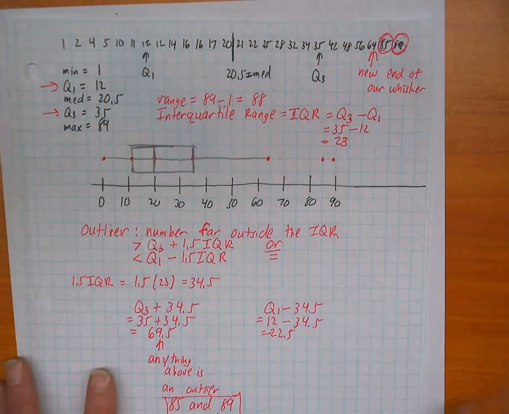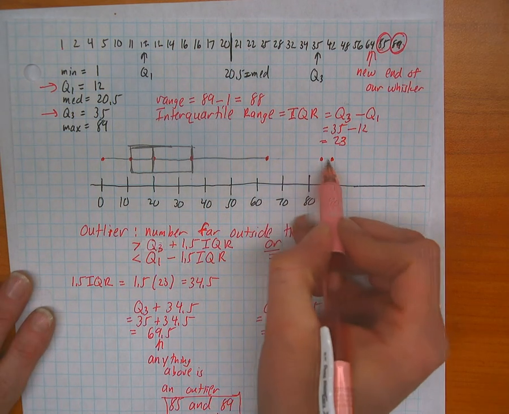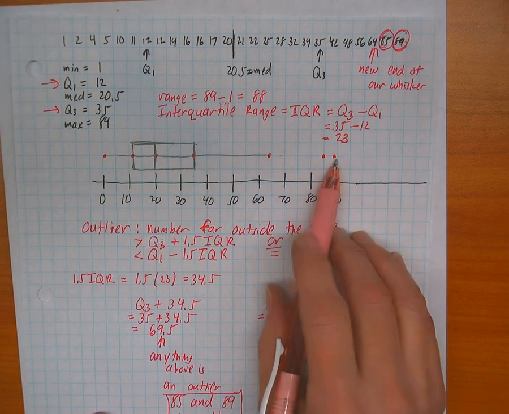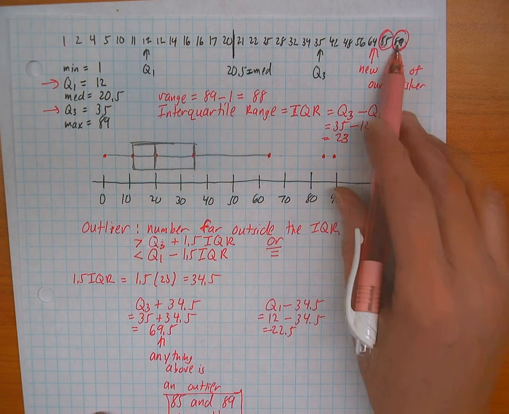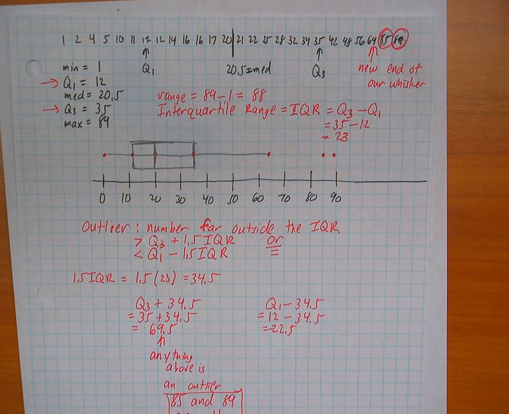There are some differences in style. Some books will connect these with a dashed line. They'll put little dashes going out to these. Some books just leave them as dots. We're going to leave them as dots. So if you have dots that are alone out there, that indicates that they're outliers. So that's how you adjust your box and whisker graph to have outliers involved.